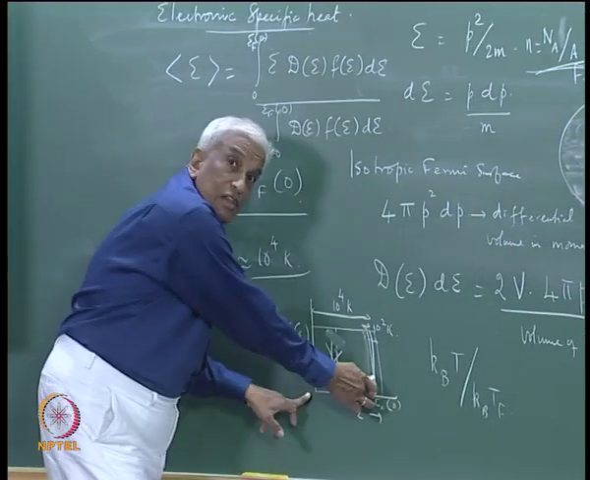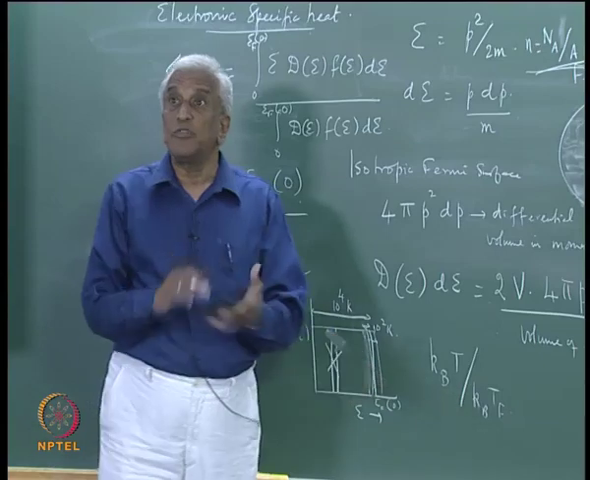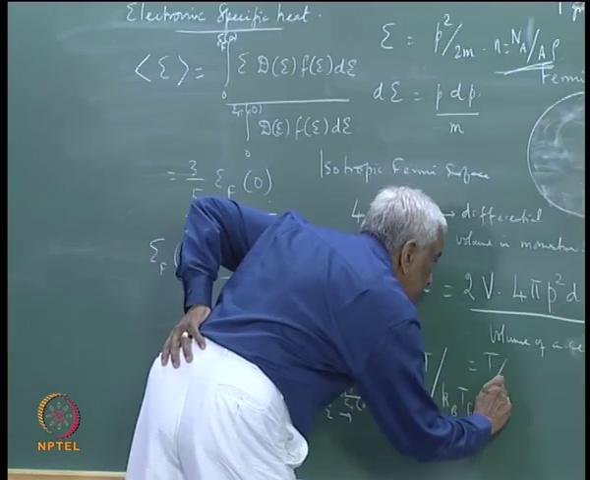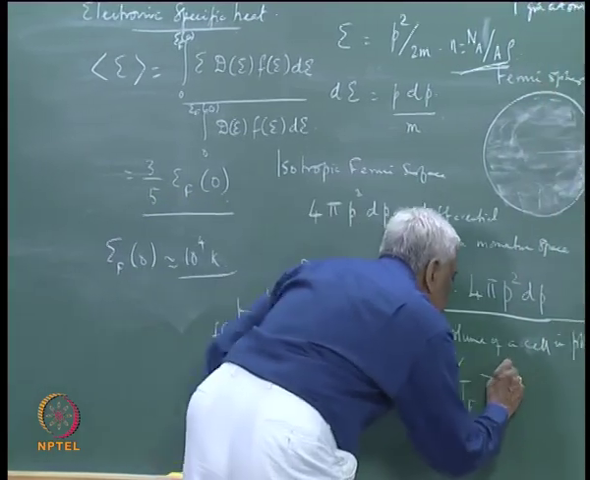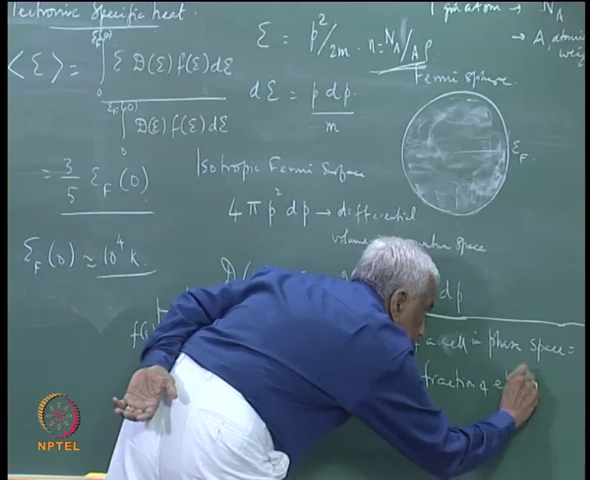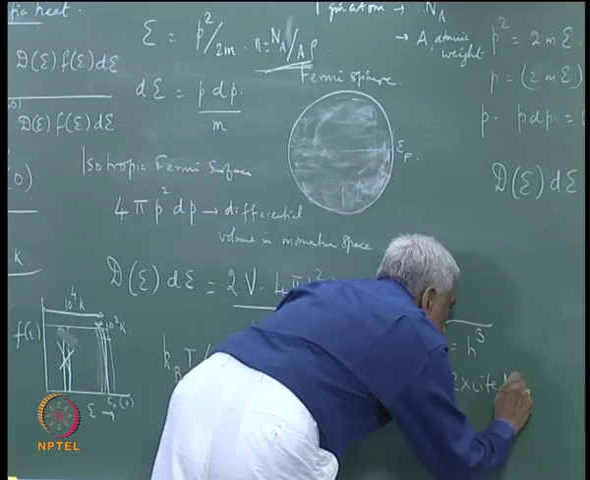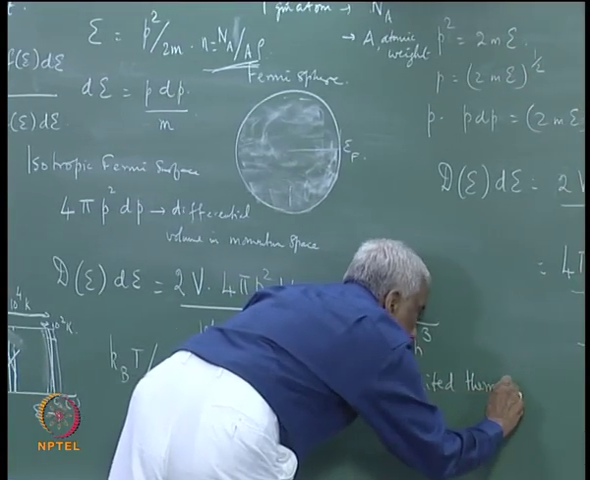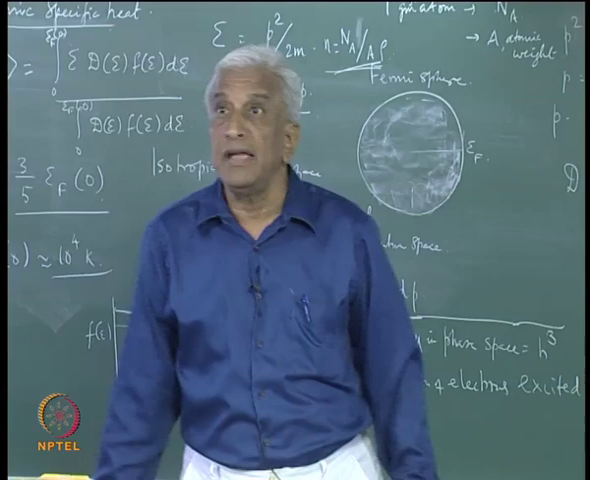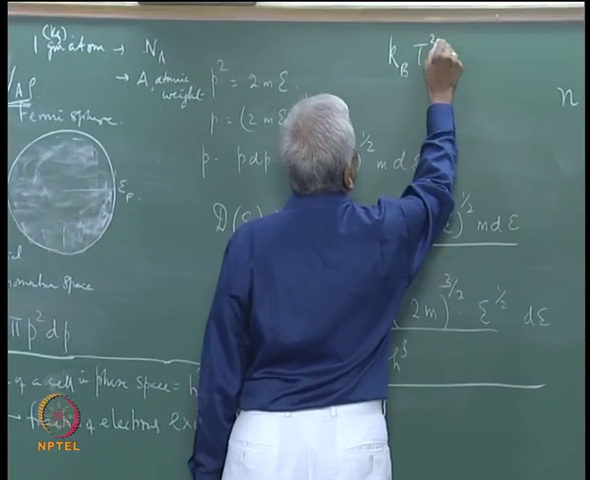kBTF corresponds to all the states, the electrons in all the energy scale, and kBT corresponds to the energy of the thermal excitation. So, this is the fraction which is T by TF, that is the fraction of electrons excited thermally. And each of them has an excitation of the order of kBT. Therefore, the excitation energy is of the order of kBT square by TF.